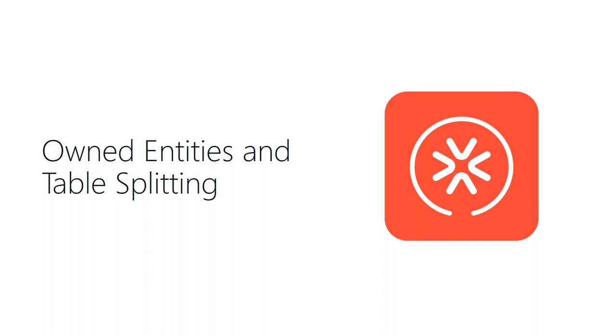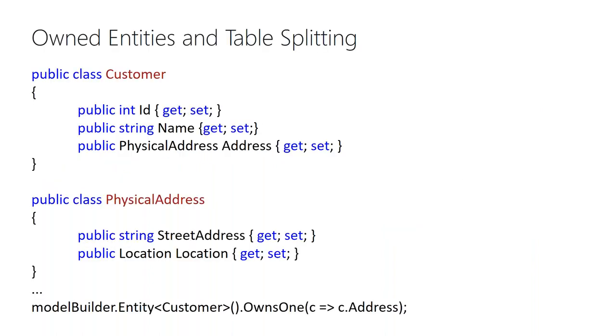So now let's look at another new feature of Entity Framework Core 2.0, and that's owned entities and table splitting. So what this really is, if we had two classes in here, a customer class, and that customer class has an ID, it has a name, and then it has a physical address. And that physical address type is called address for the customer. And then we had this other class for the physical address type. And in there, we have a string of street address and then just a location. Kind of simple, just to show two different classes.